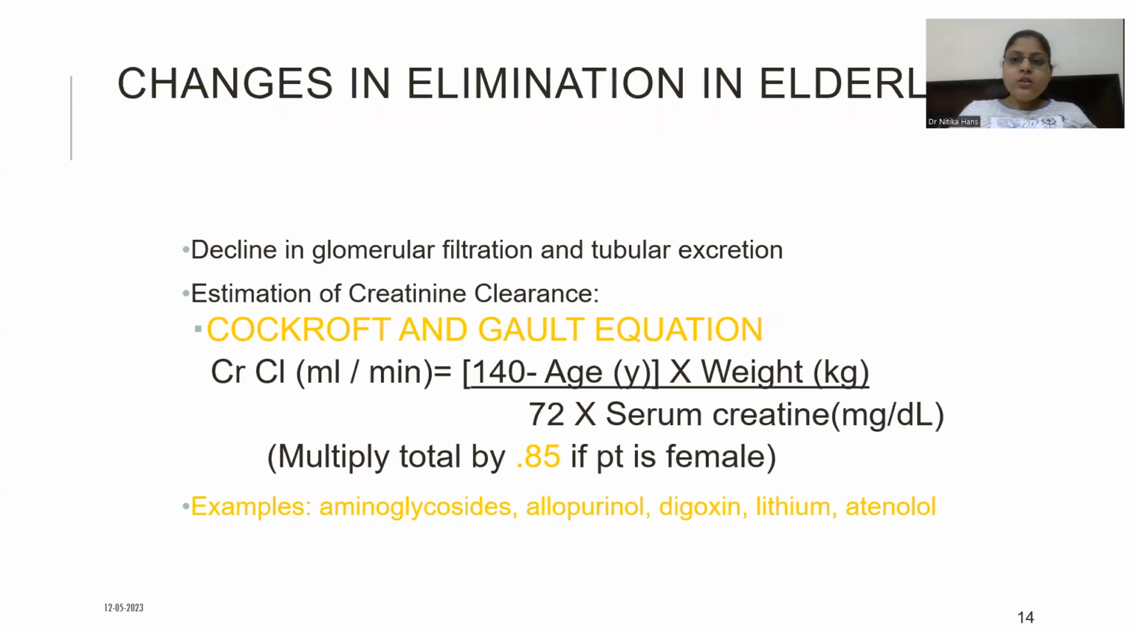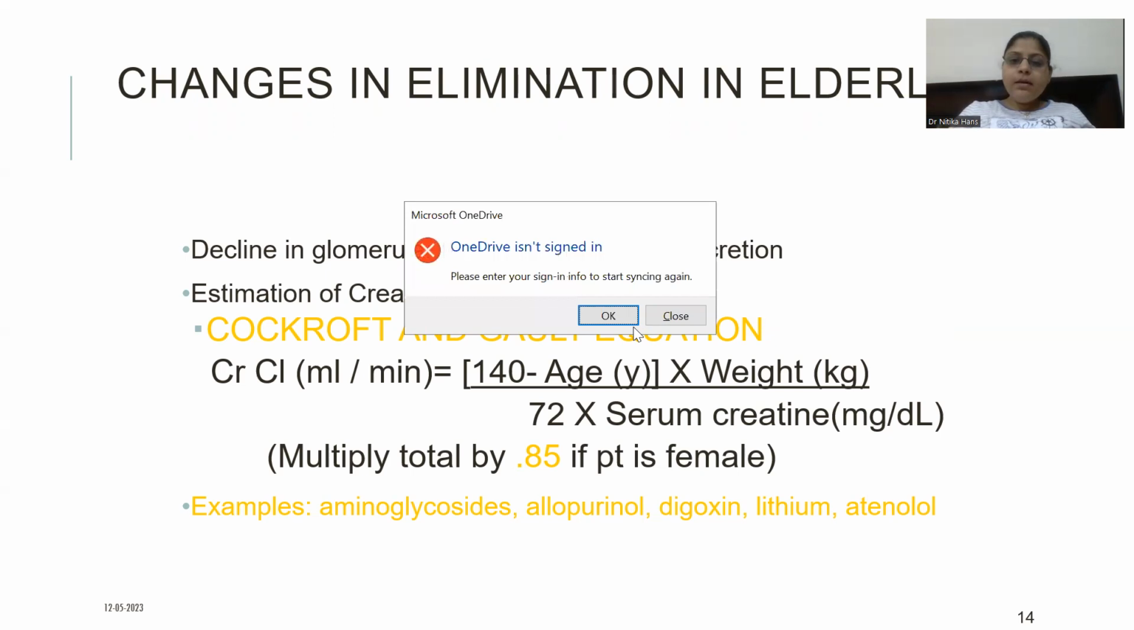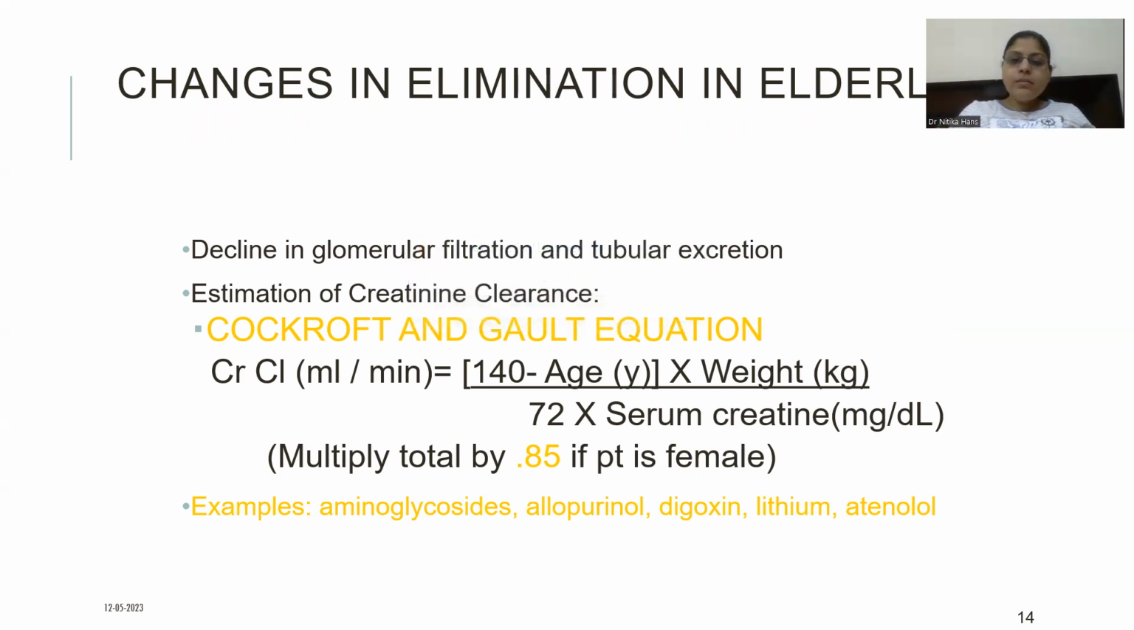So this is again changes in elimination in the elderly. There is a decline in glomerular filtration rate and tubular excretion in the elderly. So the Cockcroft formula is the same. How we have to estimate the creatinine clearance: it is given by 140 minus age in years into weight in kg, upon 72 into serum creatinine. For the males this is the formula, and if the patient is a female, we have to multiply by 0.85.